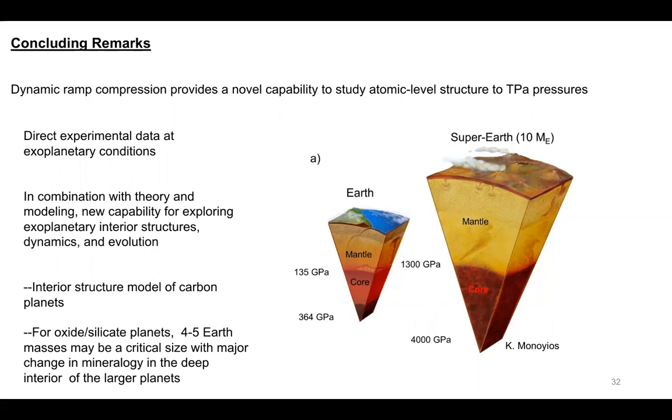There's many more things to be studied, but one thing that's emerging is that for these oxide silicate planets, as I indicated, 4 to 5 Earth masses seems to be a critical size, as there's going to be major differences in the mineralogy above and below that. And we've also been able to delineate how a highly reduced silicon carbide planet might look structurally at extreme conditions.